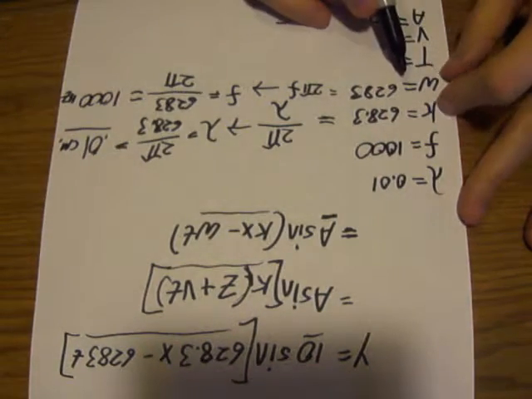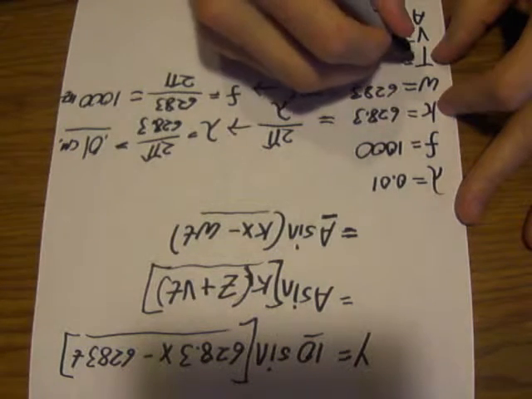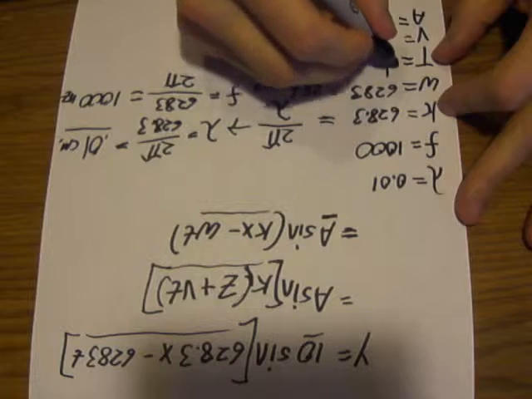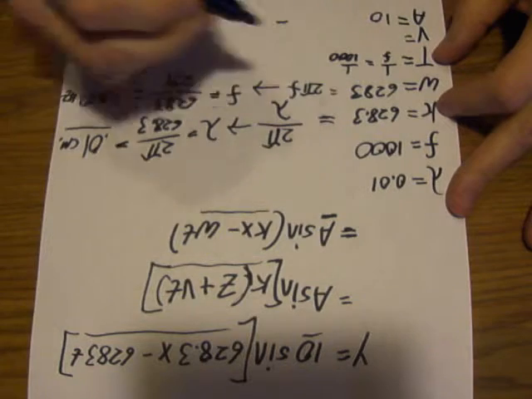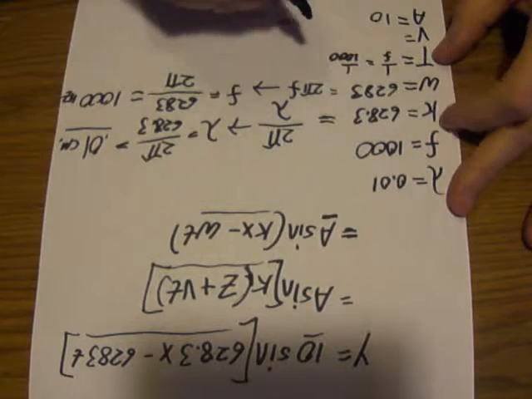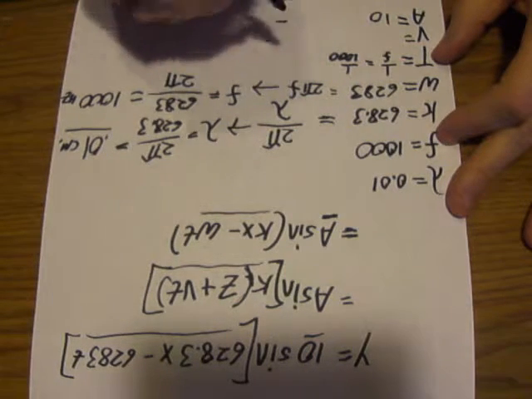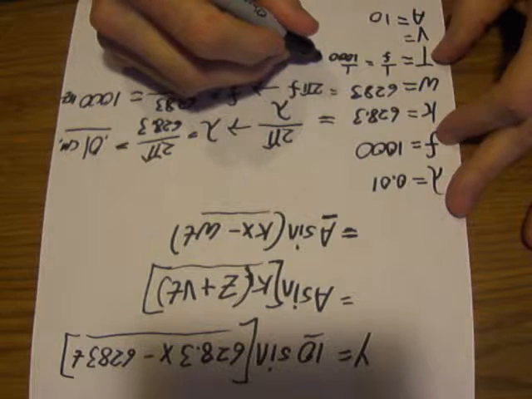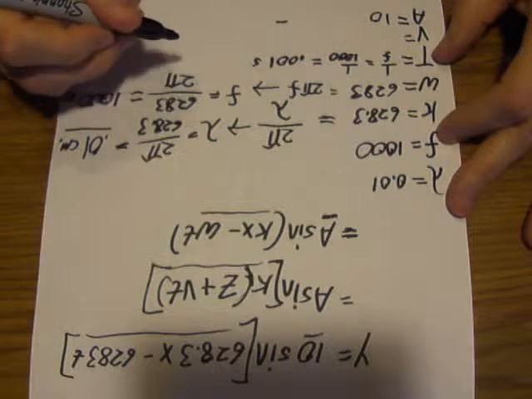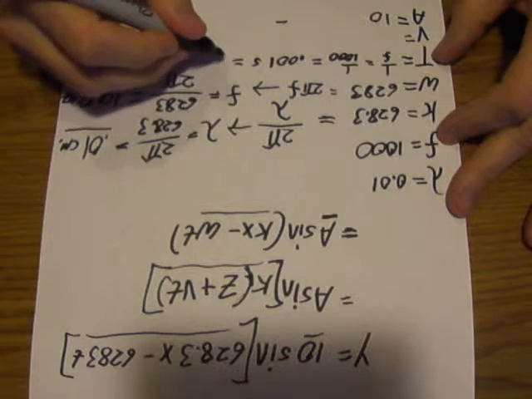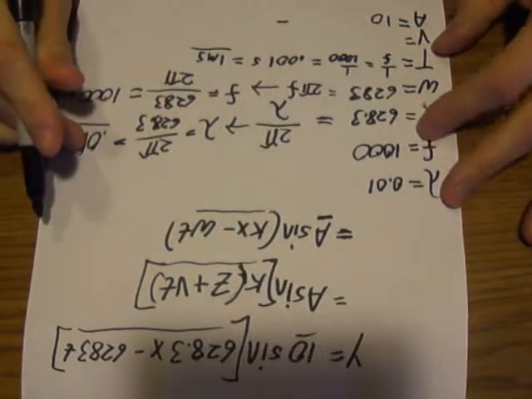We have k, we have w. Now we need to find the period T. The period is just 1 over the frequency, and we know the frequency, so 1 over 1,000. This is measured in seconds, so we can call this 0.001 second, or if you want to convert it to milliseconds, we can call it 1 millisecond. Whatever form you want is up to you.